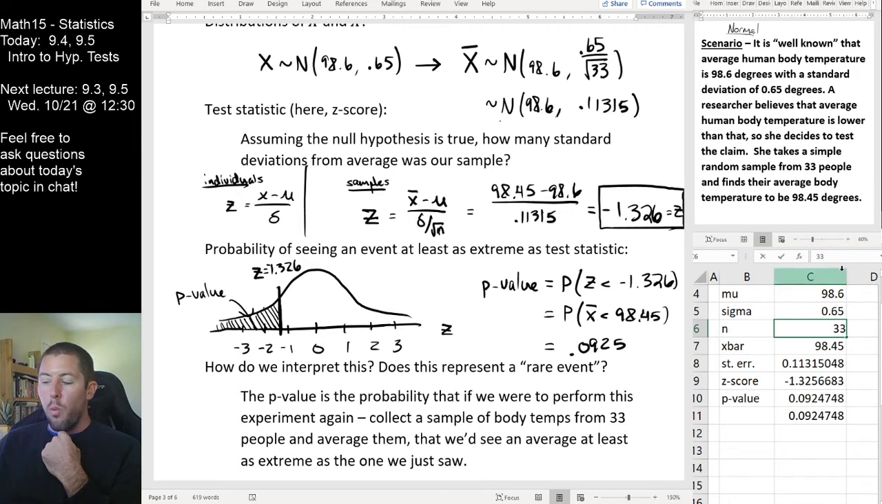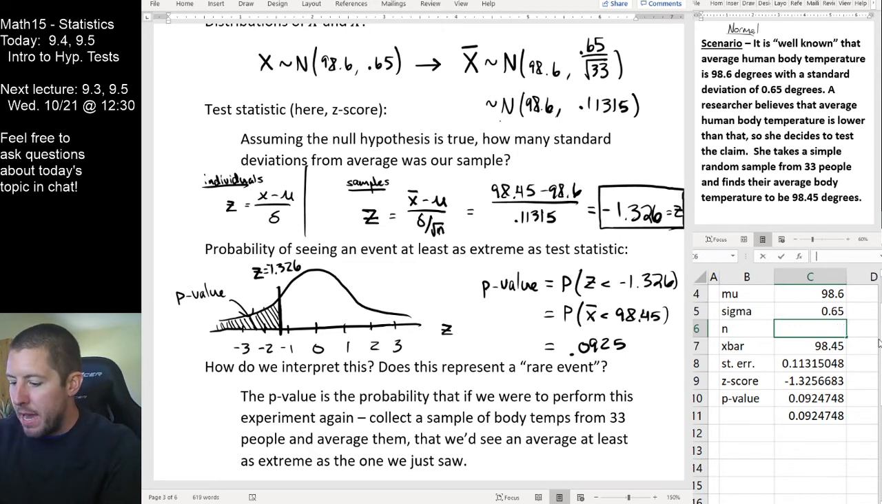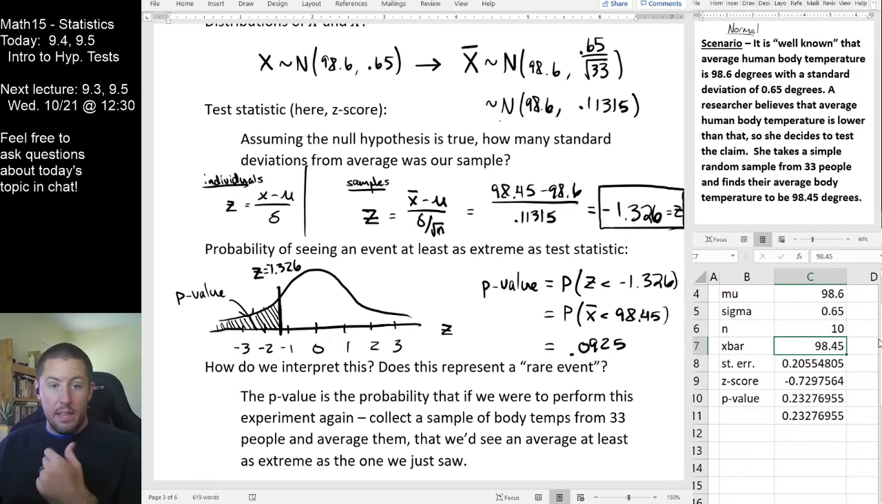So one thing we might say is, well, what if we sampled many fewer people? What if you actually only took a sample of like 10 people and got that 98.45? Well, with 10 people, I'm way less convinced that that's anything strange at all, because that's just a 10-person sample. So I expect that to be a pretty typical type of sample to experience. I expect my p-value to get larger if I make my sample smaller here. So notice if I make my sample only 10, then now we're saying, yeah, this occurs 23% of the time. That's not that unusual at all to get 10 people, because it's easy for 10 people to deviate from average.